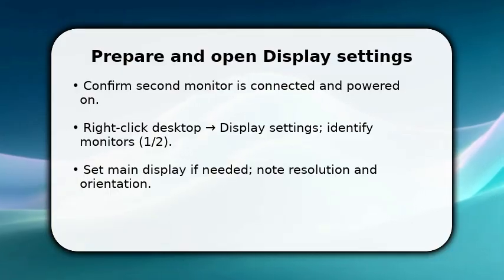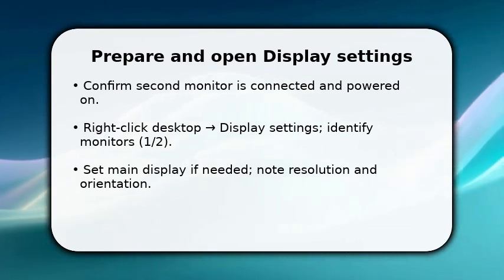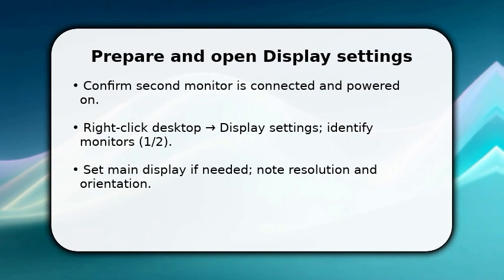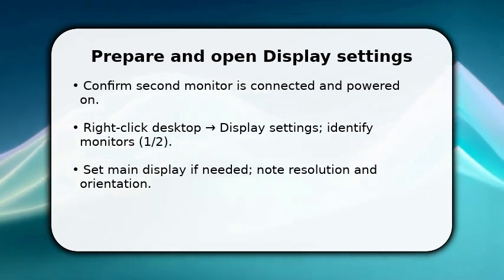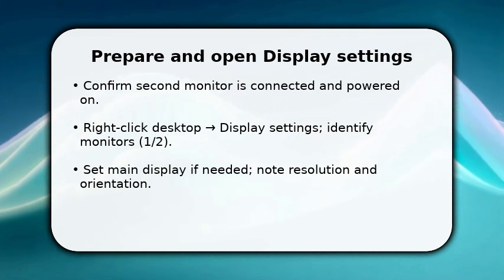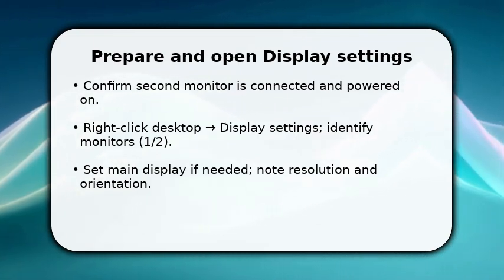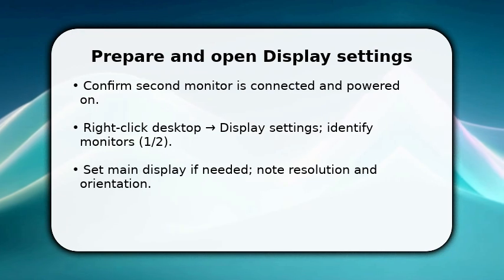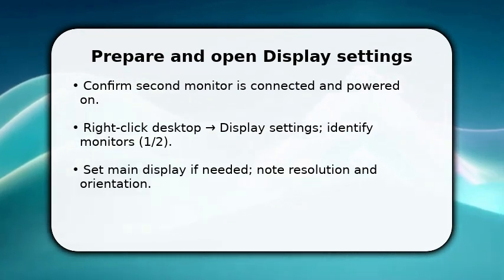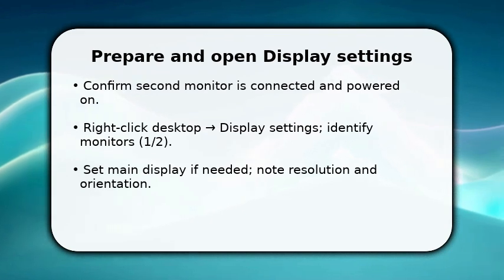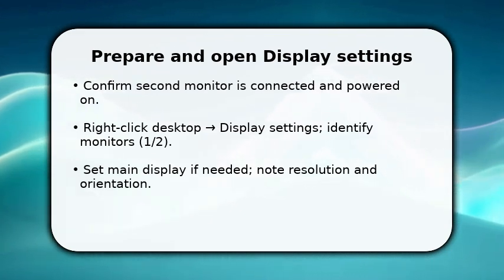You start by confirming the second monitor is connected and powered. That avoids wasted clicks. Once verified, right-click the desktop and open Display Settings to identify which screen is 1 or 2. You should set primary versus secondary only if you want the taskbar or apps moved. Make sure resolution and orientation match. Mismatches can distort wallpapers. This opens the control area where you will assign backgrounds specifically to the second monitor.